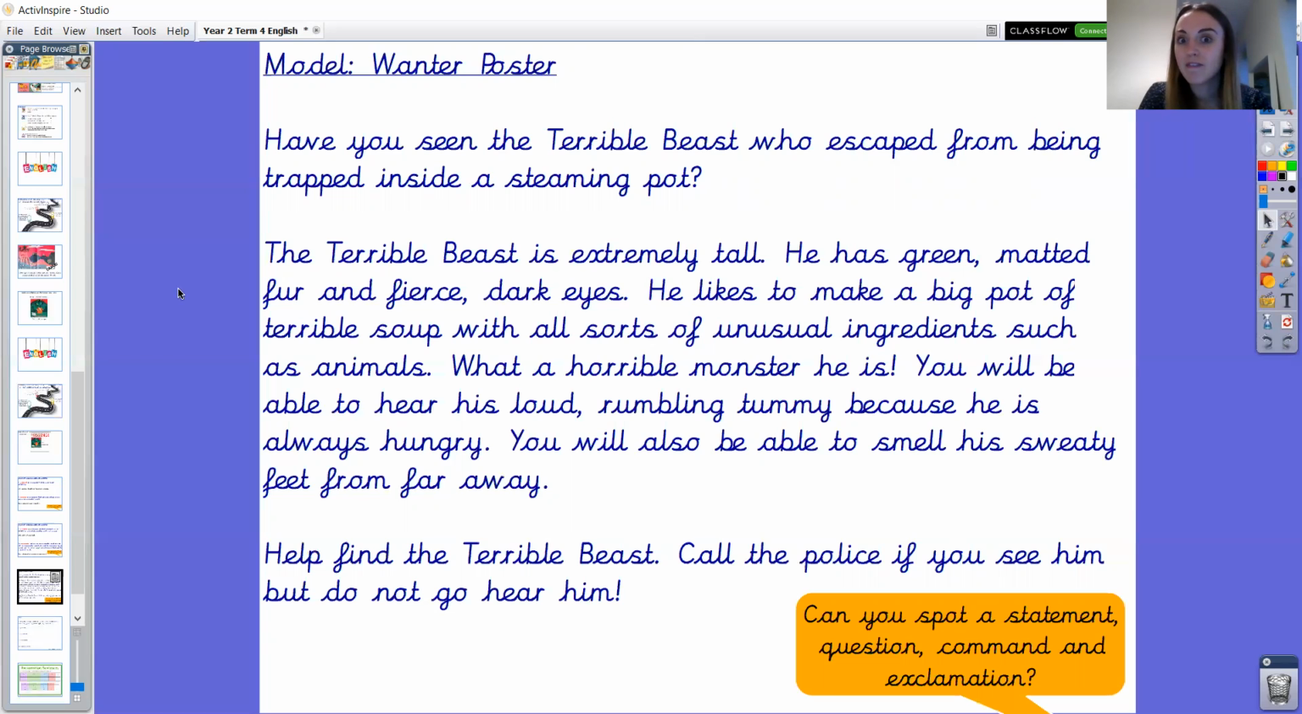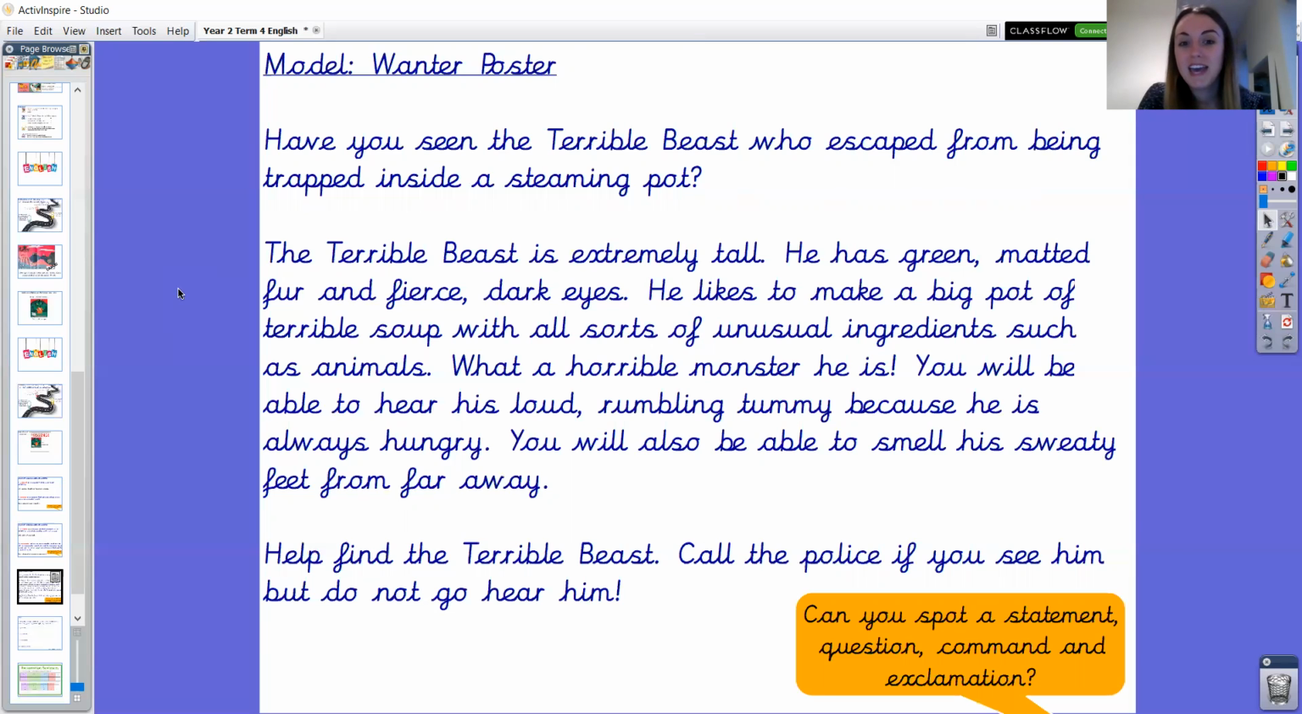Have you seen the terrible beast who escaped from being trapped inside a steaming pot? The terrible beast is extremely tall. He has green matted fur and fierce dark eyes. He likes to make a big pot of terrible soup with all sorts of unusual ingredients, such as animals. What a horrible monster he is!